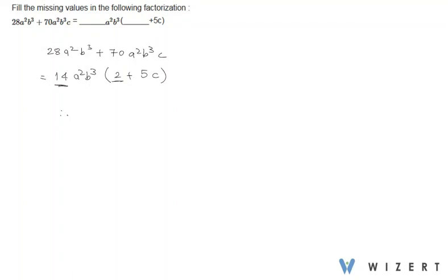Therefore, 28a²b³ + 70a²b³c is equal to 14a²b³ multiplied by (2 + 5c). So this is the answer.